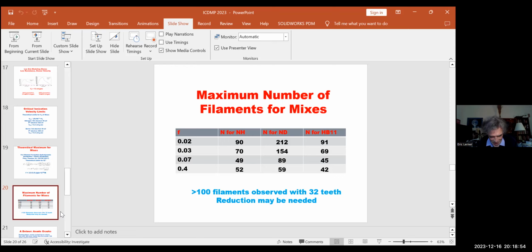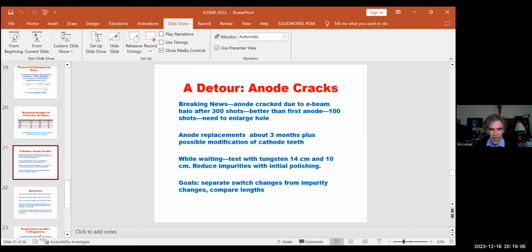But unfortunately, experimental difficulties intervened, and this is something that we just discovered. Instead of breaking records, we broke an anode. Breaking news: the anode cracked. This is a beryllium anode. And we see from where it cracked, which was deep inside the hole inside the anode, it was due to the erosion from the E-beam halo after about 300 shots. Now that's better than our first beryllium anode, which lasted only 100 shots.